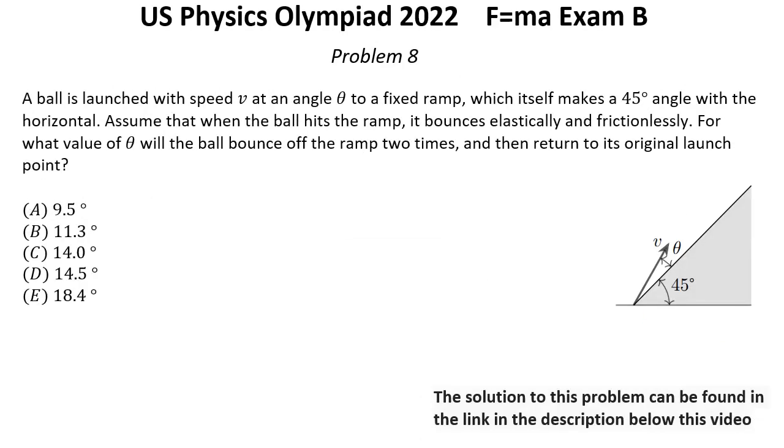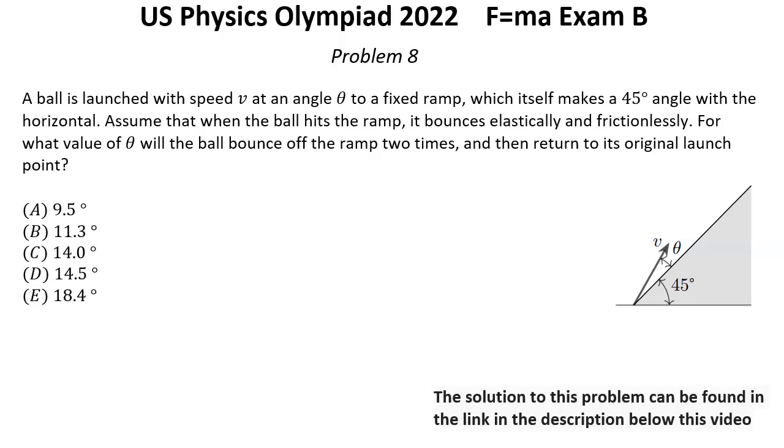Problem number 8. A ball is launched with the speed v at an angle theta to a fixed ramp, which itself makes a 45 degree angle with the horizontal. Assume that when the ball hits the ramp, it bounces elastically and frictionlessly. For what value of theta will the ball bounce off the ramp 2 times and then return to its original launch point?